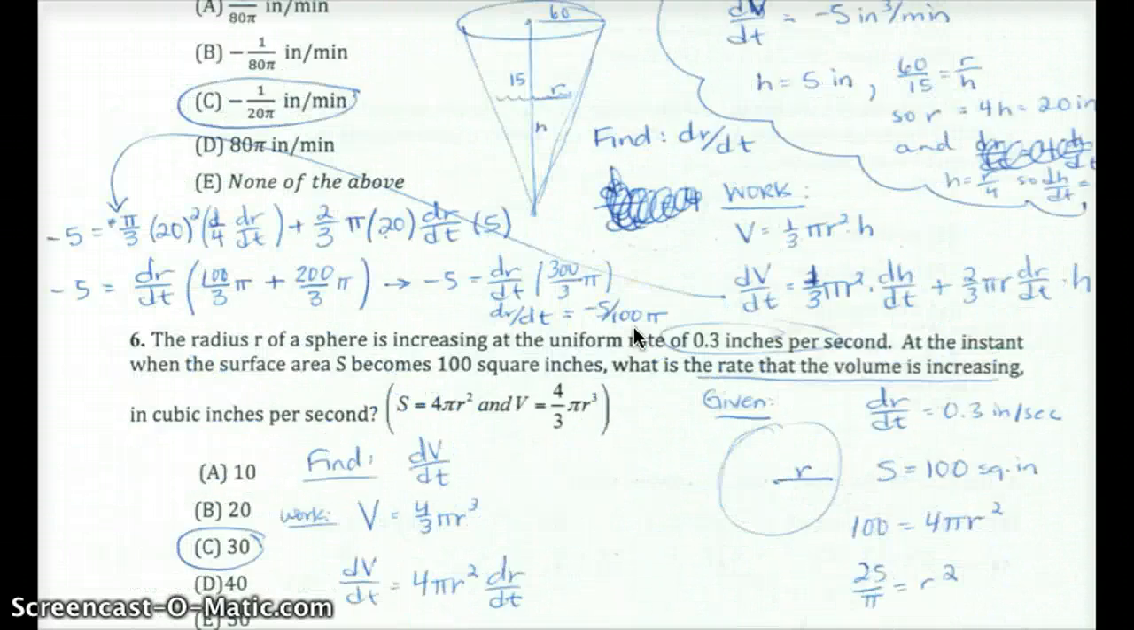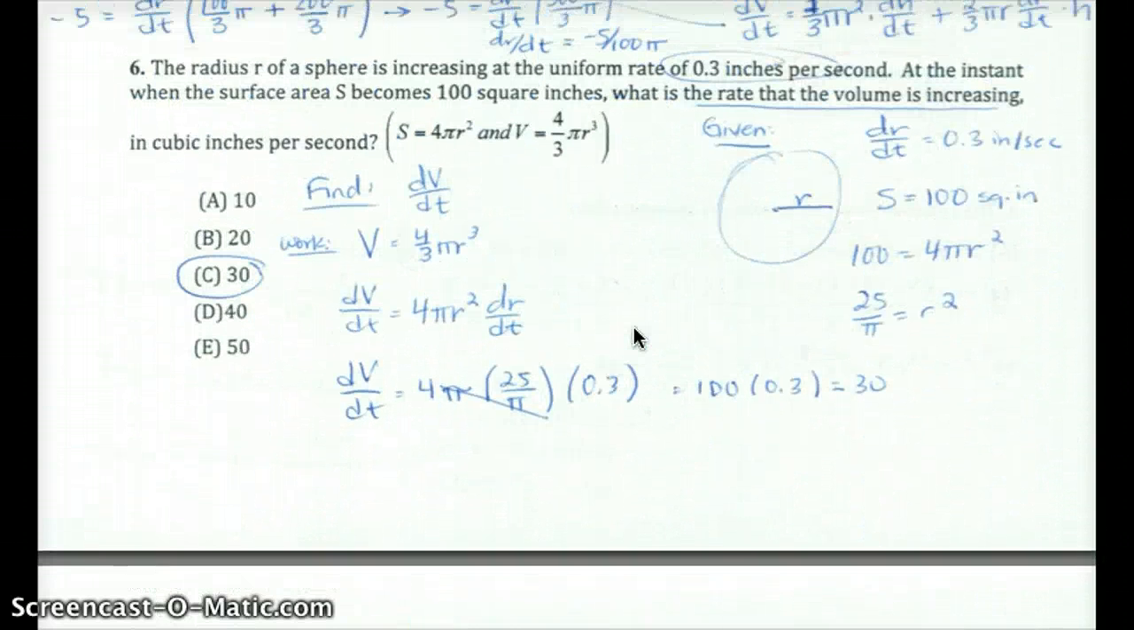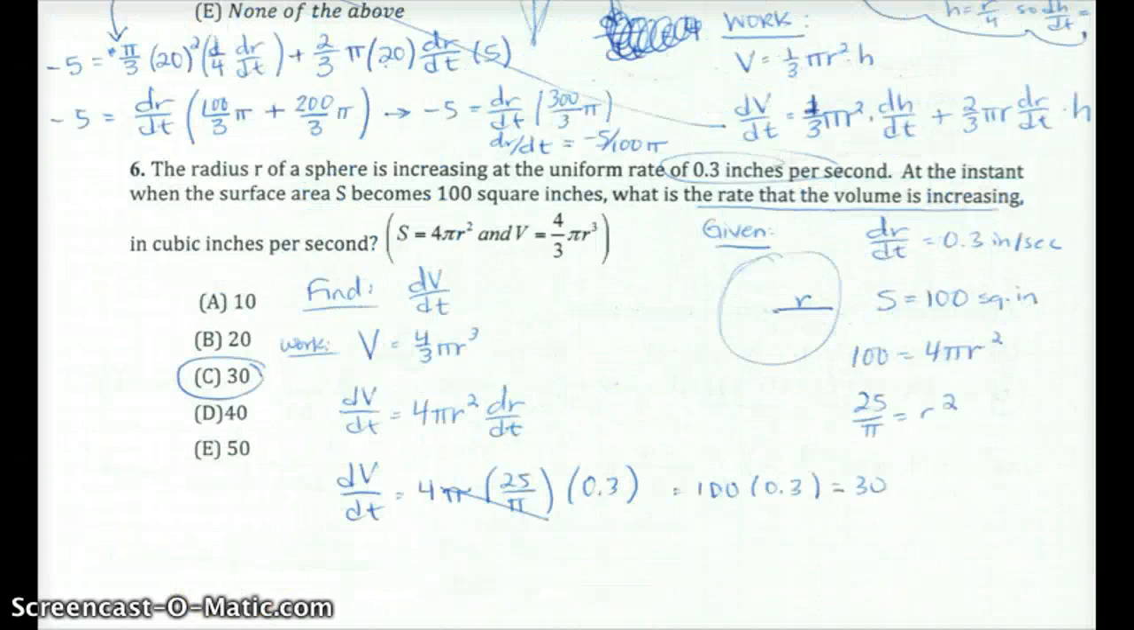All right, last question, or second to last question in this section, was another related rate question. And this is about a sphere. The one tricky thing here is that they give you information about both surface area and volume, and you're going to have to kind of combine them. Here's where I started. I've got my diagram. I know dr/dt is increasing at a certain rate. And then they say at the instant when surface area becomes 100 square inches. So that's a change in quantity, but a particular moment in time.